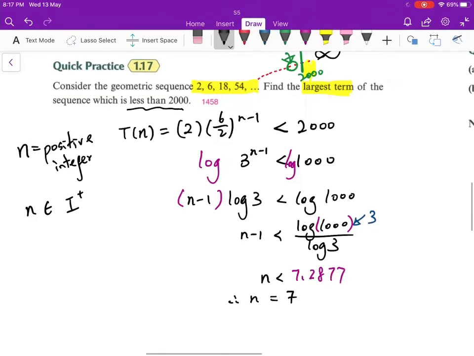Remember, we are not asking you where is the position. We are asking you what is the largest term. So I know that T7 should be the largest one. So what you can do is 2 times 3 to the power 7 minus 1. Then using the calculator, 3 to the power 6, then times 2. That's it. So you have the final answer, 1458.